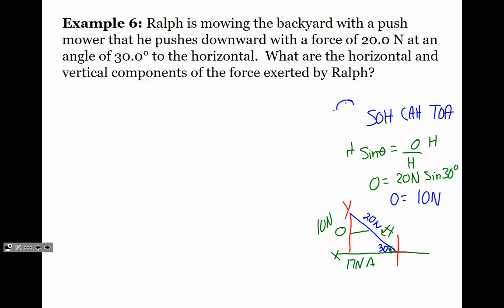And you can show me the answer by labeling your picture, or you can show me your answer by saying this. A equals 17 newtons, O equals 10 newtons. Either one is acceptable. And that is the end of our vector lesson.